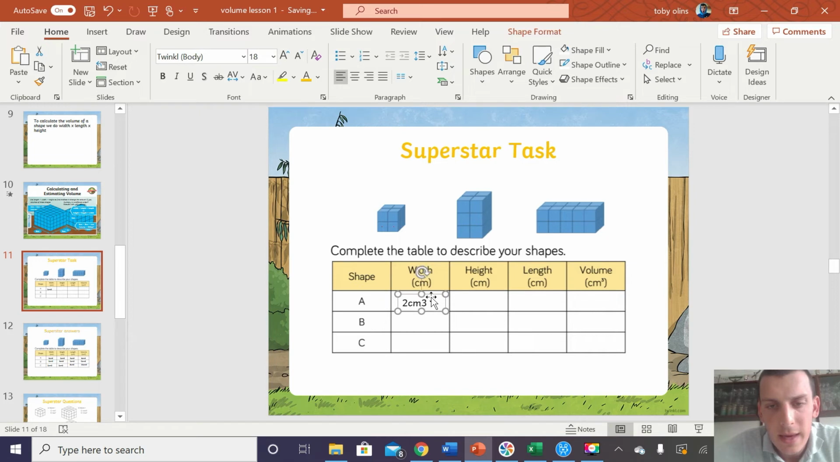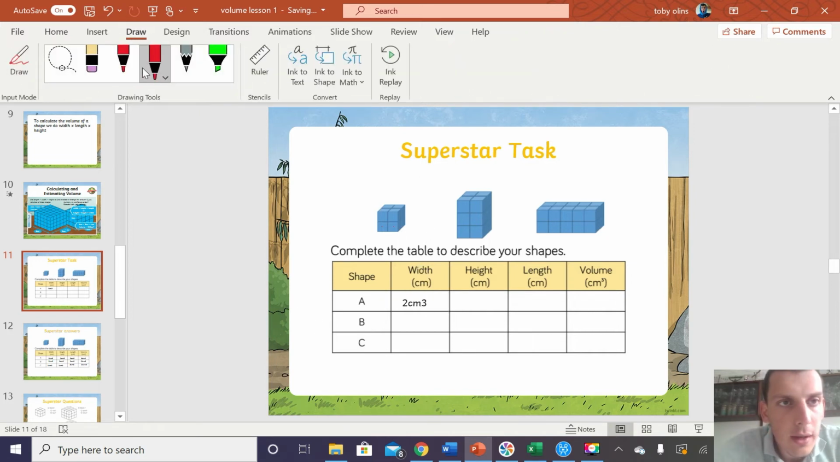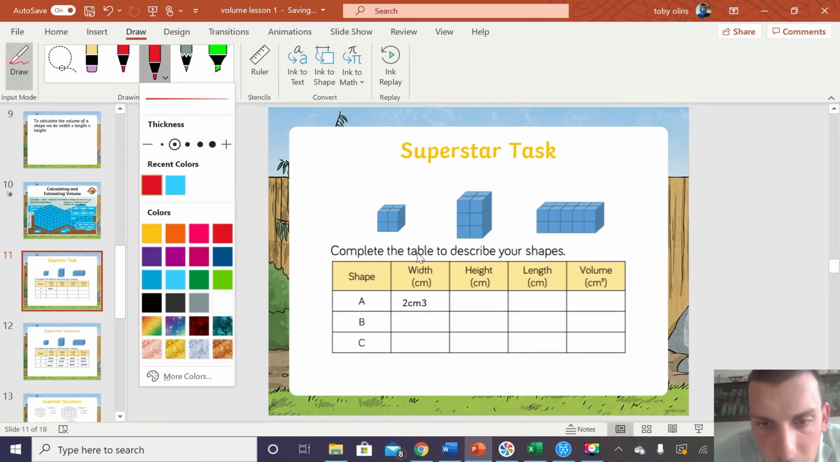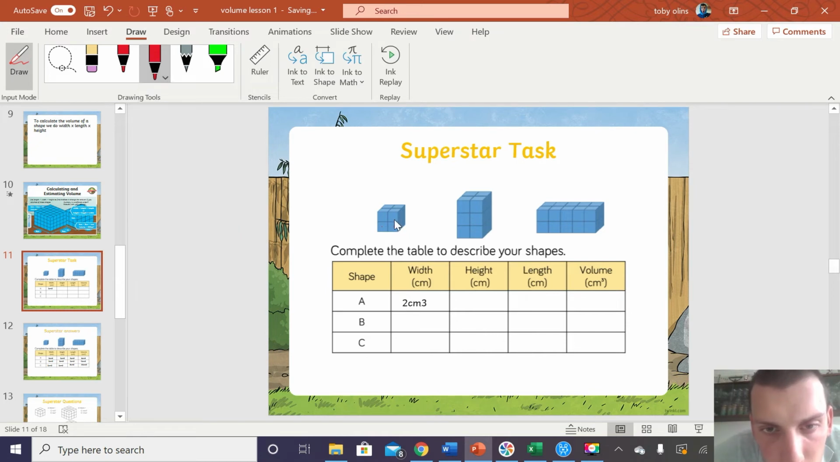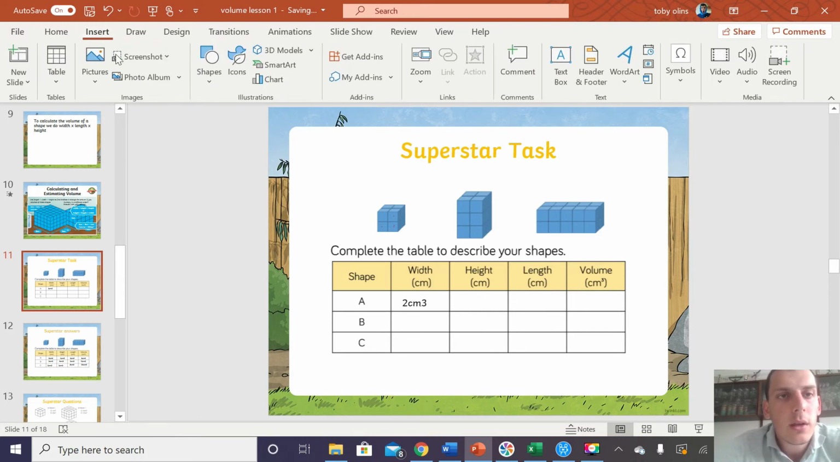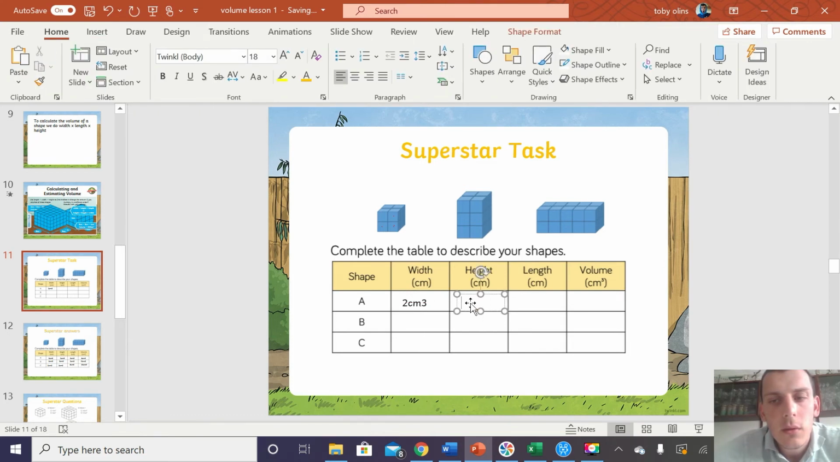The 3 would normally be higher up, but I can't do that right now. So let's go back to the drawing again, my lovely drawing. Excellent. Then we need to know what the height is. The height's going up, so the height is 1, 2. So the height is 2. Now we're going to put 2 in. Actually, it's not in cubes, it's just 2 centimeters.